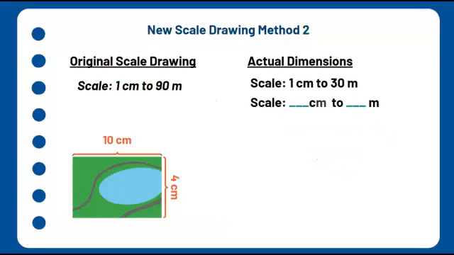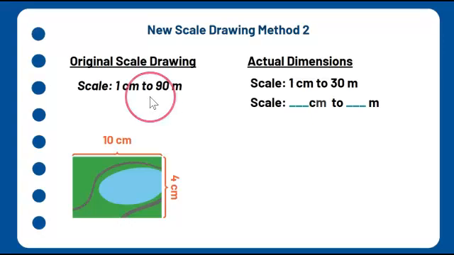Another way to find the dimensions of the new scale drawing with the 1 centimeter to 30 meter scale is to think about how the two different scales are related to each other. In the first scale drawing, 1 centimeter represents 90 meters. In the new drawing, we would need 3 centimeters to represent 90 meters.